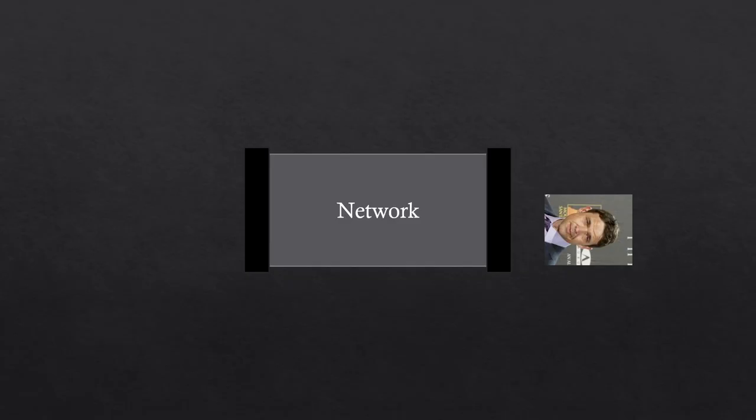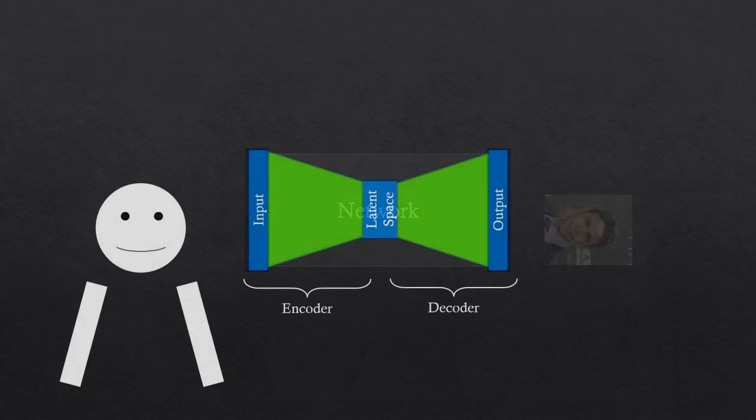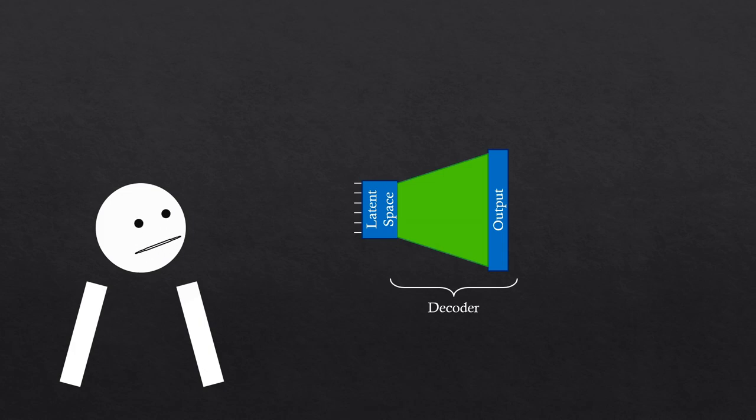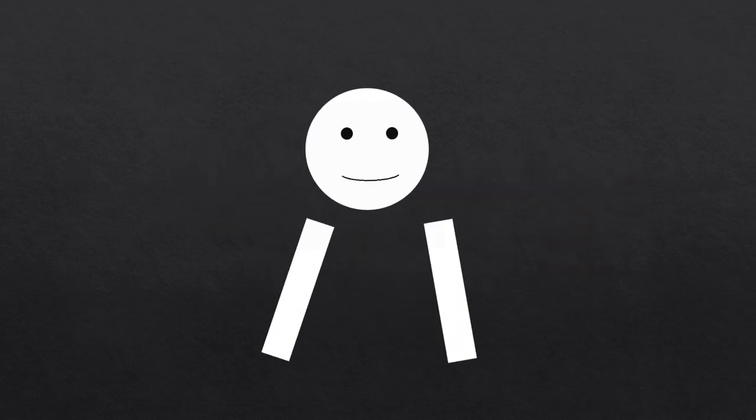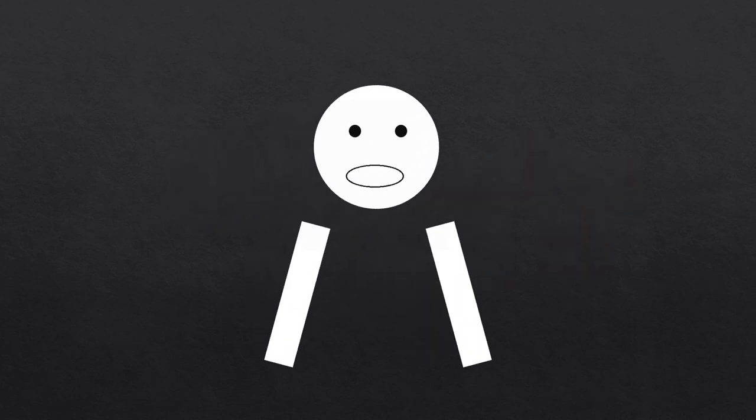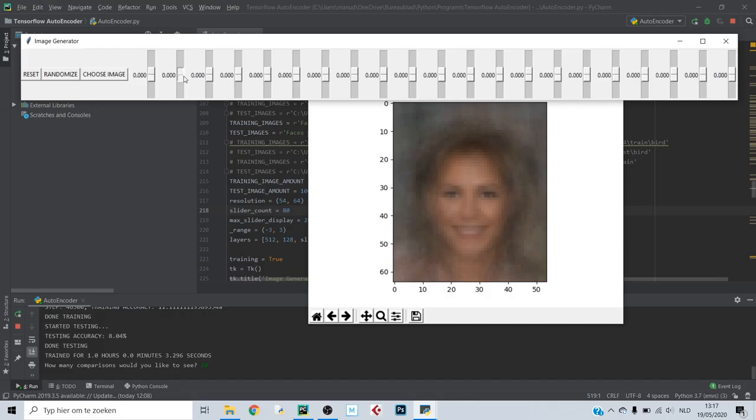You may be asking yourself, how can we generate new images with this? The answer is actually quite simple: we just cut off the encoder and control the values in the latent space ourselves. With this, we can already get some cool results. Also, I know the GUI isn't beautiful, but I just didn't have enough time to make a GUI as cool as the one from my evolution project.